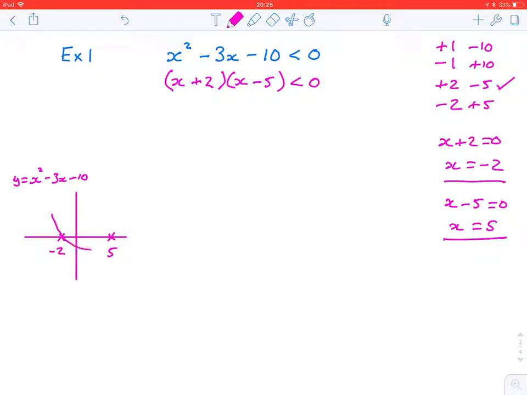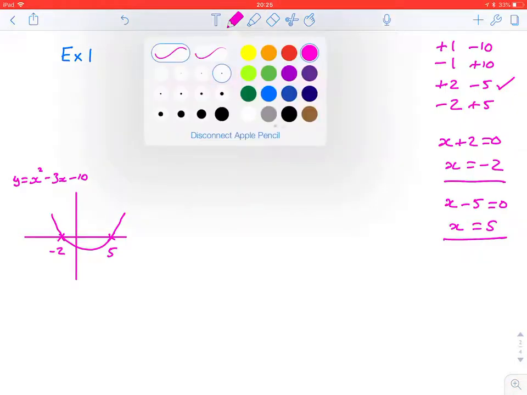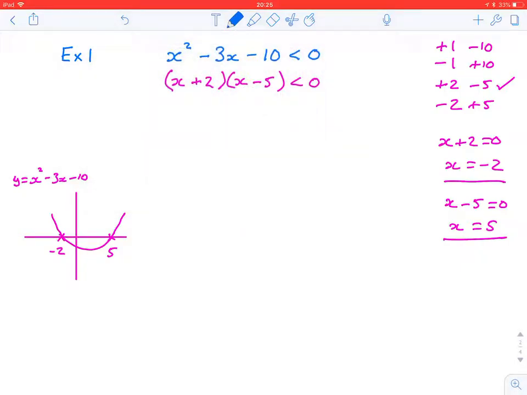And the graph, quadratic graph, would look like that. And we want this expression to be less than 0. So we want y to be less than 0, and that means below the x-axis. So it's this part of the graph here, and that enables us to answer the question and say that x must be strictly less than 5, but at the same time it must be greater than minus 2. So the inequality has to be written as a single statement like that.